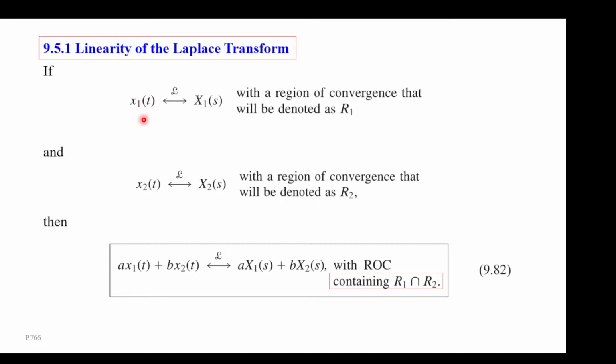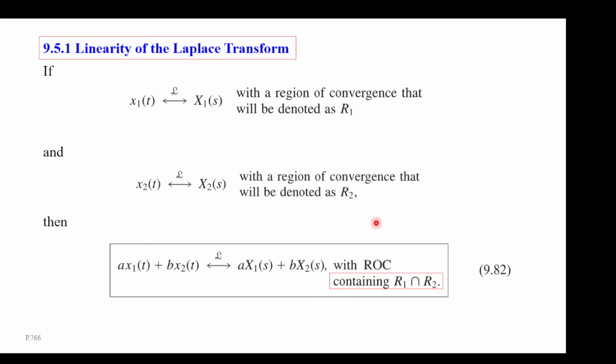So we have some time domain signal, small x1 of t, Laplace transform to big X1 of s, with ROC R1, and then another signal x2 of t goes to big X2 of s with ROC R2. And then by linearity, this is easy to derive. You can derive this by just writing down the Laplace transform equation and seeing the integration is linear. So a times small x1 plus b times small x2 Laplace transforms to a big X1 plus b big X2. Okay, so this part is just like the Fourier transform.